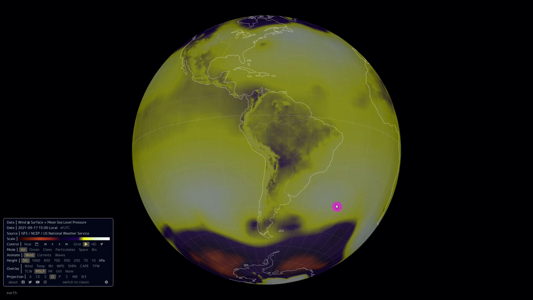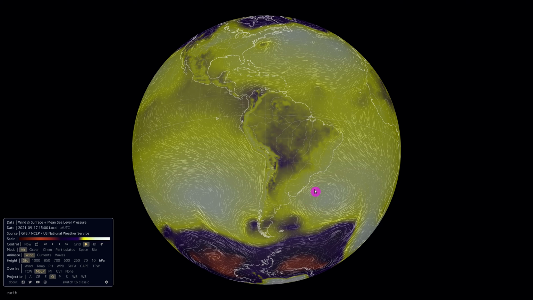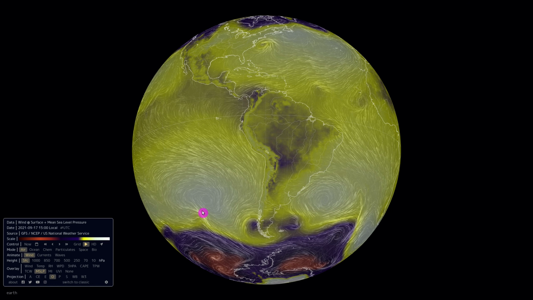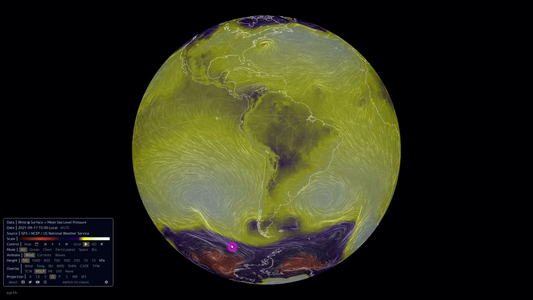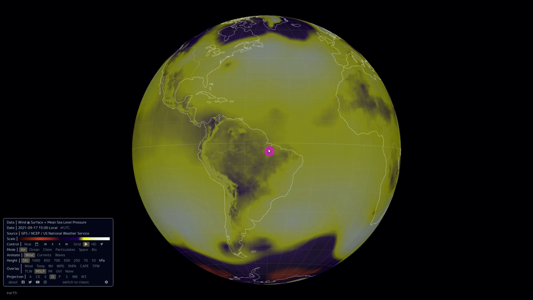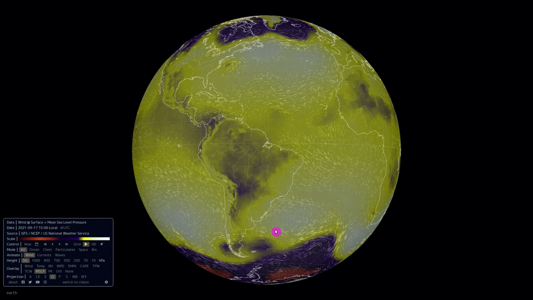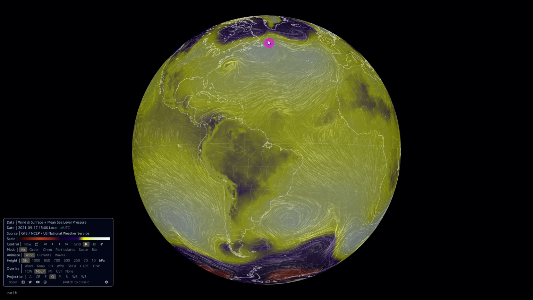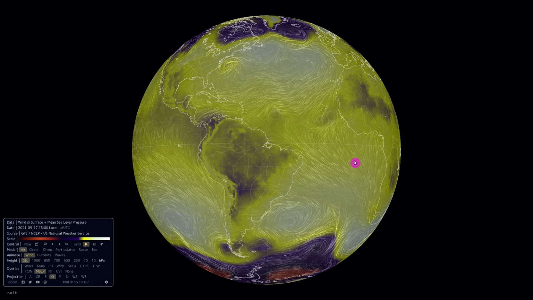And then down in the southern hemisphere, we have high pressure. Here's rotating high pressure counterclockwise, low pressure in the southern hemisphere is clockwise. So it's a good example of counterclockwise, high pressure in the southern hemisphere, clockwise, low pressure in the northern hemisphere.